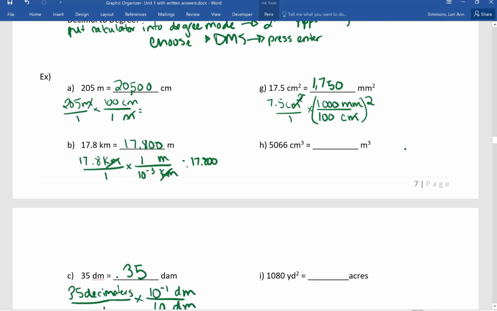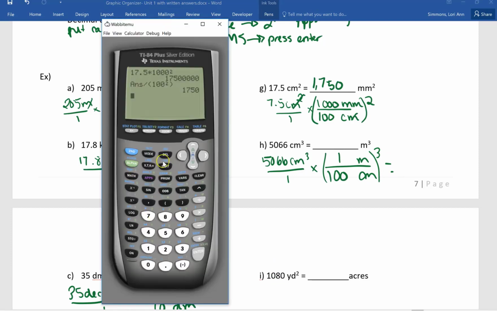Very similar for cubic. 5,066 centimeters cubed. We want to go from centimeters to meters. We know there are 100 centimeters for 1 meter. To get cubic, we're going to cube the whole thing. Again, I will show you this on your calculator.